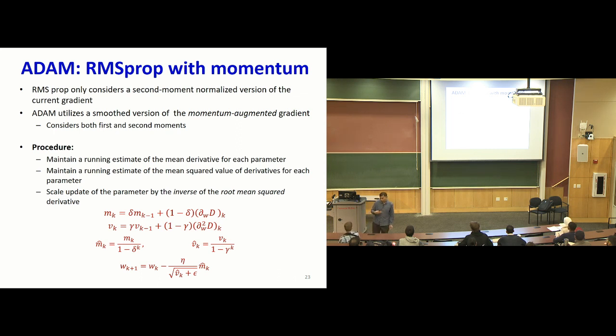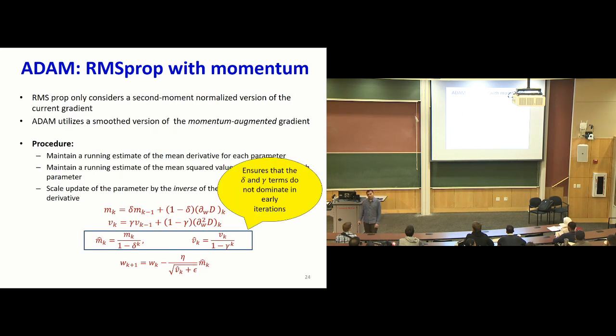Now there is a little bit of a magical term over here, which is this 1 over 1 minus delta to the k. And there's a reason for this. Typically, the delta values are very close to 1. Now, when you initialize everything, m_{k-1} and v_{k-1} are going to be 0, which means that because 1 minus delta will be very close to 0 if delta is close to 1, you're going to be very slow to update your means and variances, right? The first and second moments.